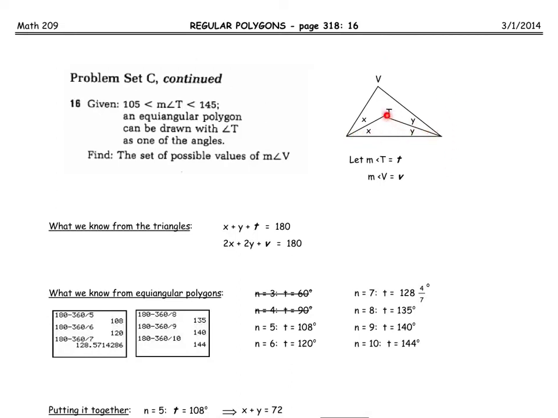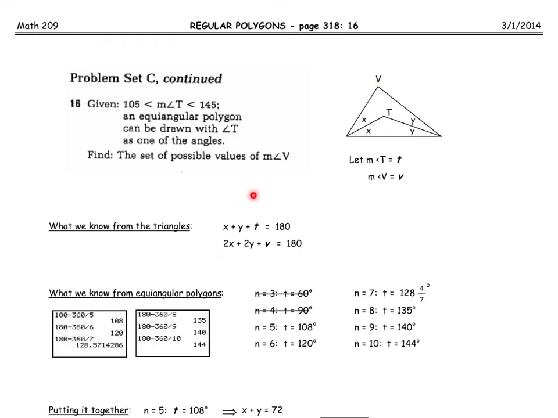The first thing I wanted to do was write down what I knew about triangles. I knew that T plus X plus Y added up to 180 degrees in the small triangle, and I wrote that over here. And I also knew that the two X's in this corner, the two Y's in this corner, and the V added up to 180 degrees for the big triangle over here, and I recorded that over here.